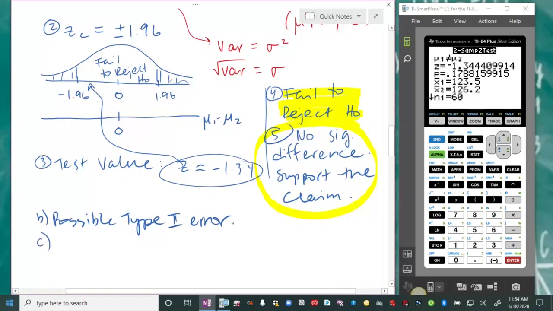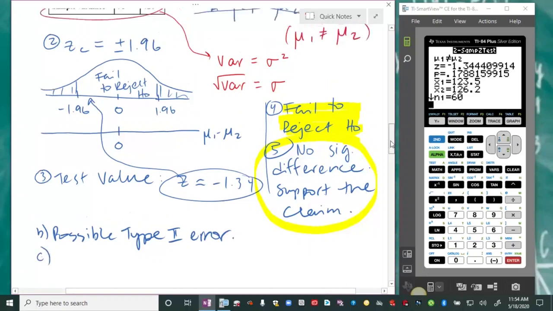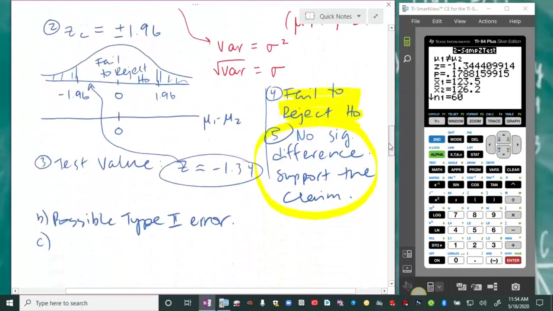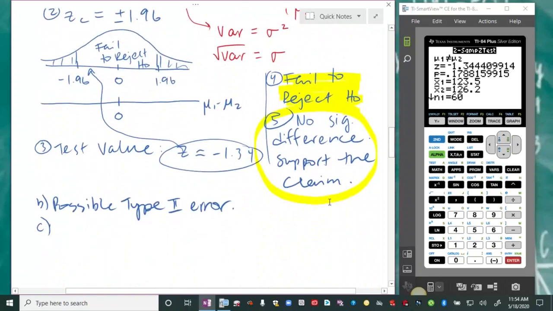Part number C is to take a look at the confidence interval. Use a confidence interval to support the conclusion. So my conclusion is what I've circled there in yellow, that there's no significant difference. So my conclusion is actually saying that mu1 minus mu2 is equal to 0. We should find 0 in that confidence interval.